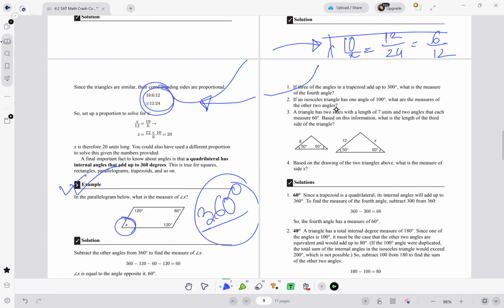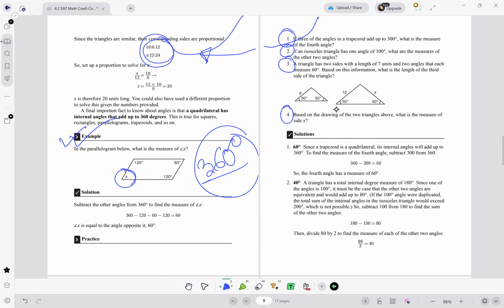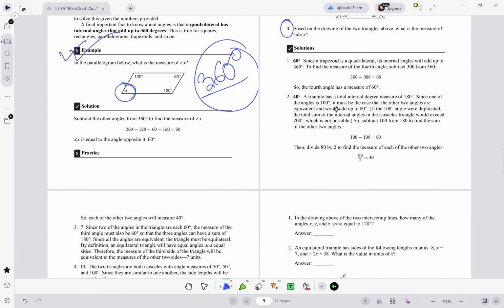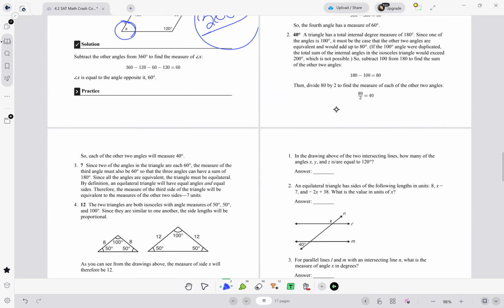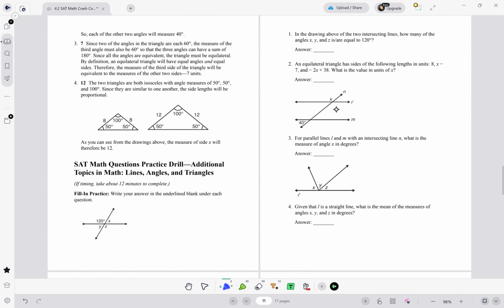We have some practice problems. Please do this practice problem, and this practice problem, and the solutions are already worked out. So you can definitely go through the problems, and then you can have some idea and grab some concepts. We have some practice drill, additional topics in math: lines, angles, and triangles. They're asking you to write the answer on the blank under each question, 12 minutes.